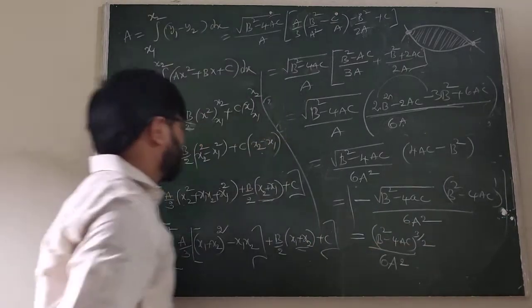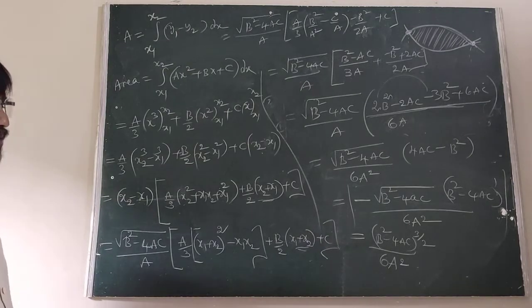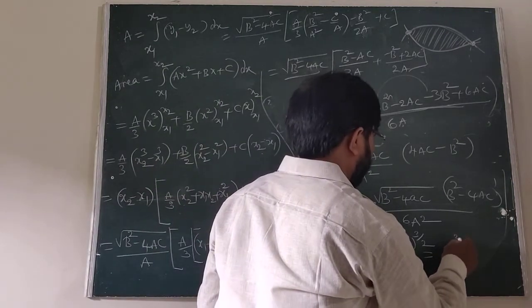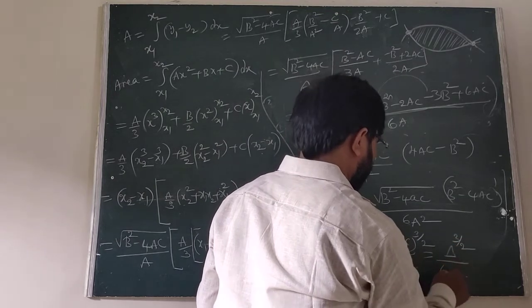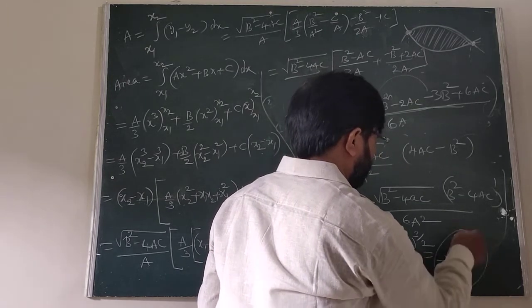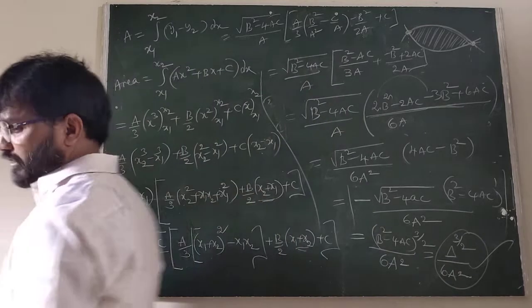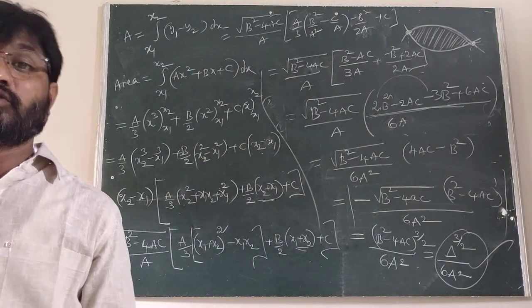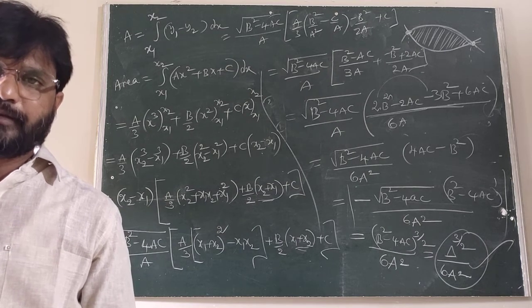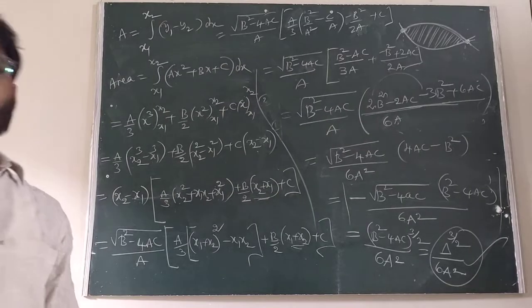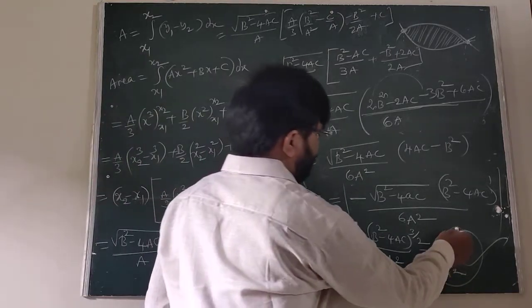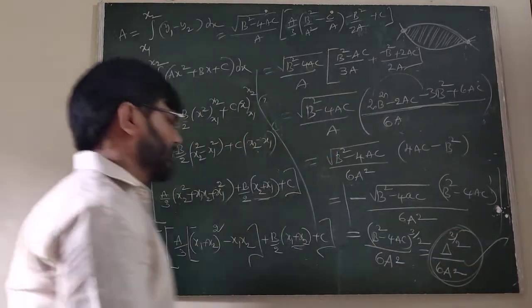Now this is nothing but delta. The b square minus 4ac is given by delta. Delta power 3 by 2 by 6a square. This is our required area of the given two curves, those are quadratic expressions. Okay. Dear students, here how to get this one? Delta power 3 by 2 by 6a square.